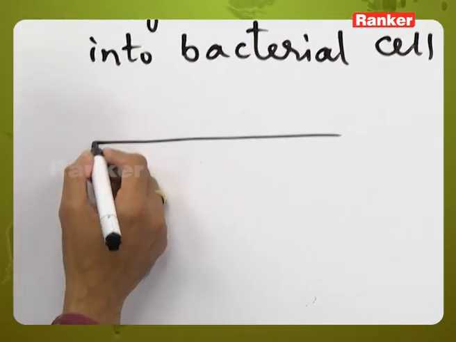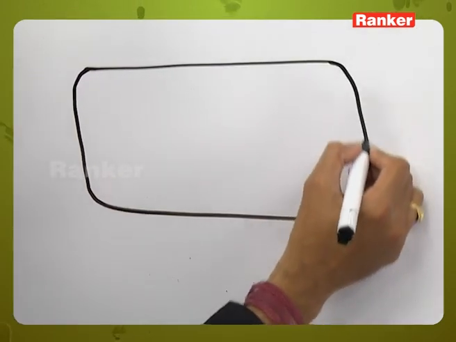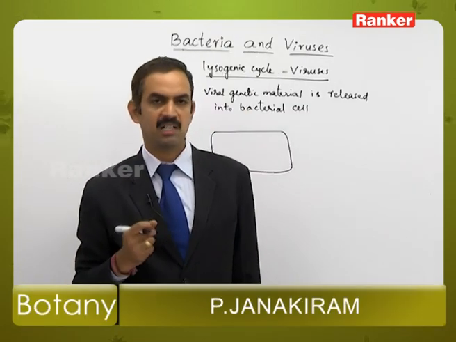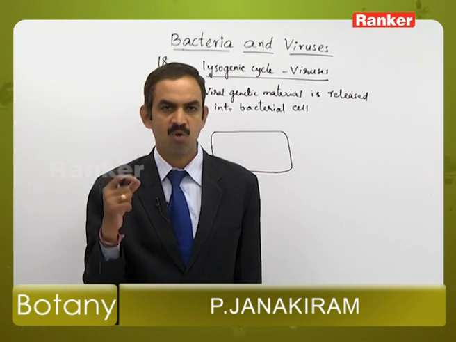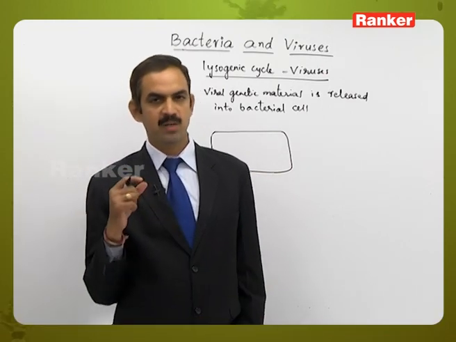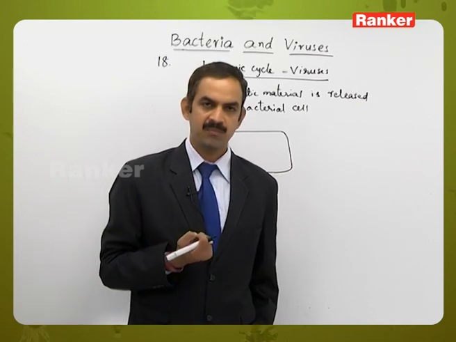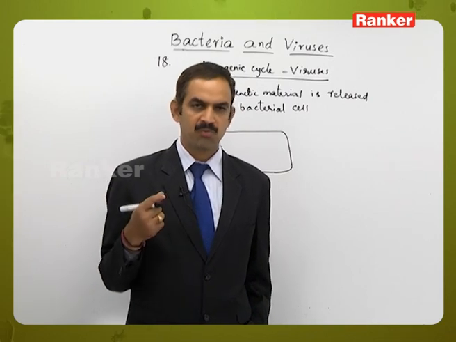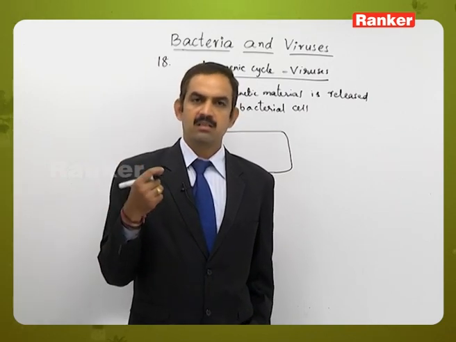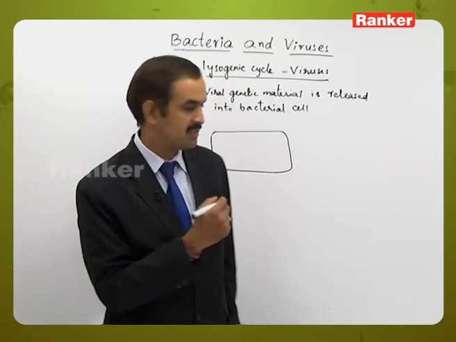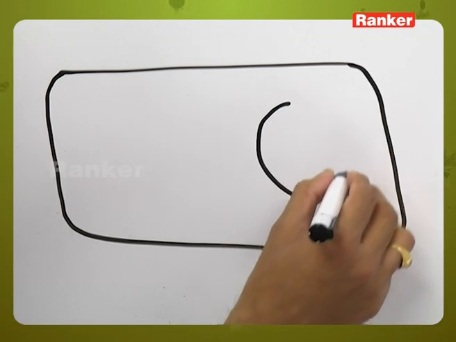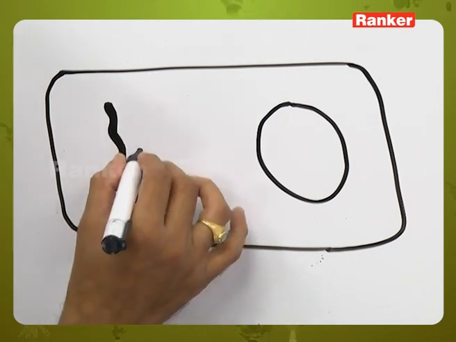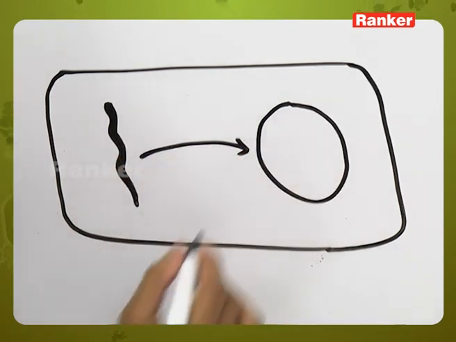Before that, we should know how it will be released. The viral particle will secrete an enzyme called lysozyme, which is a cell wall digesting enzyme. It has the ability to digest the cell wall of bacteria, and it forms a perforation on the cell wall of the bacteria. Through that perforation, the viral genetic material will be injected into the bacterial cell. Here this is the bacterial DNA and this is the viral DNA that has been incorporated. So this will get incorporated into the bacterial DNA.